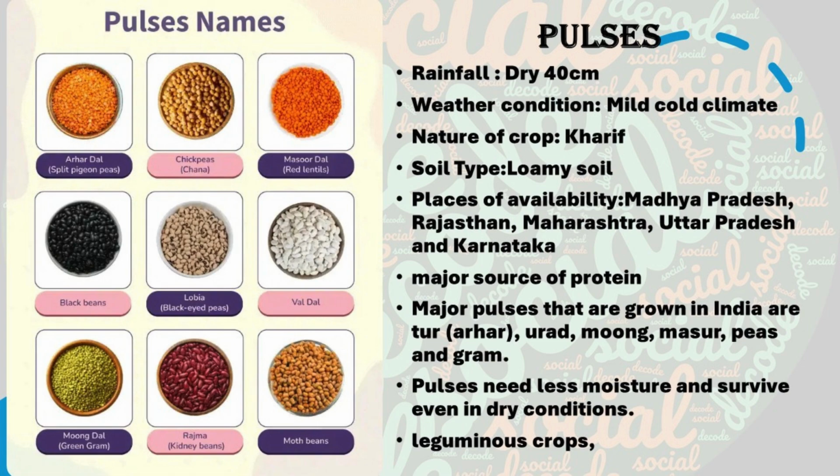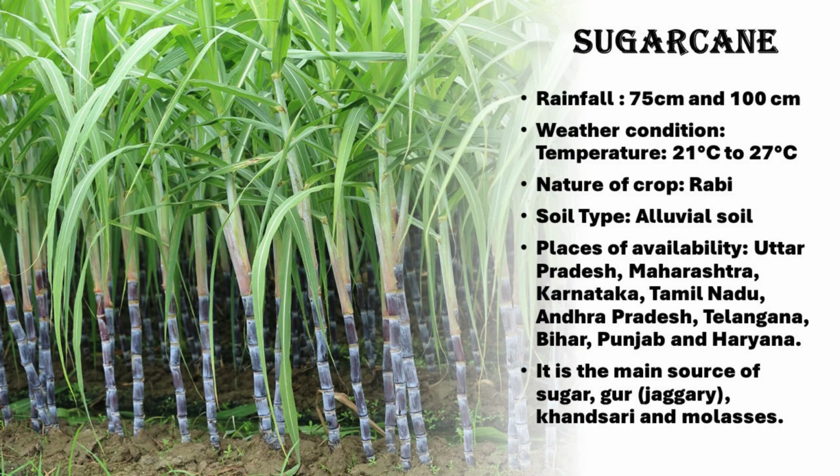Okay, then sugarcane. We used to call sugarcane a tropical as well as subtropical crop. It requires hot and humid climate. The rainfall is between 75 to 100 centimeter and it used to grow well in fertile soil. What are the products we used to get from sugarcane? Sugar, jaggery and molasses. The major producing states are Uttar Pradesh, Maharashtra, Karnataka, Tamil Nadu and Bihar.